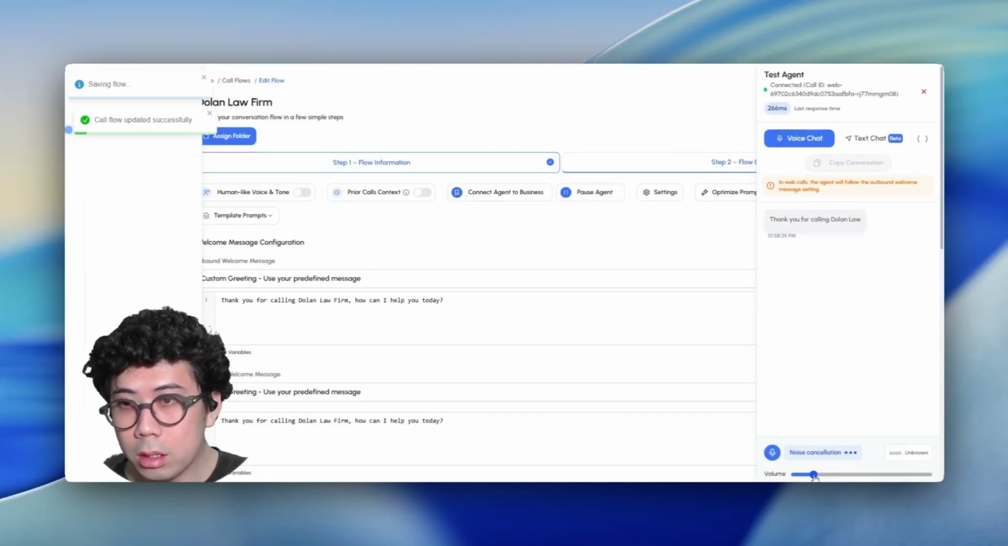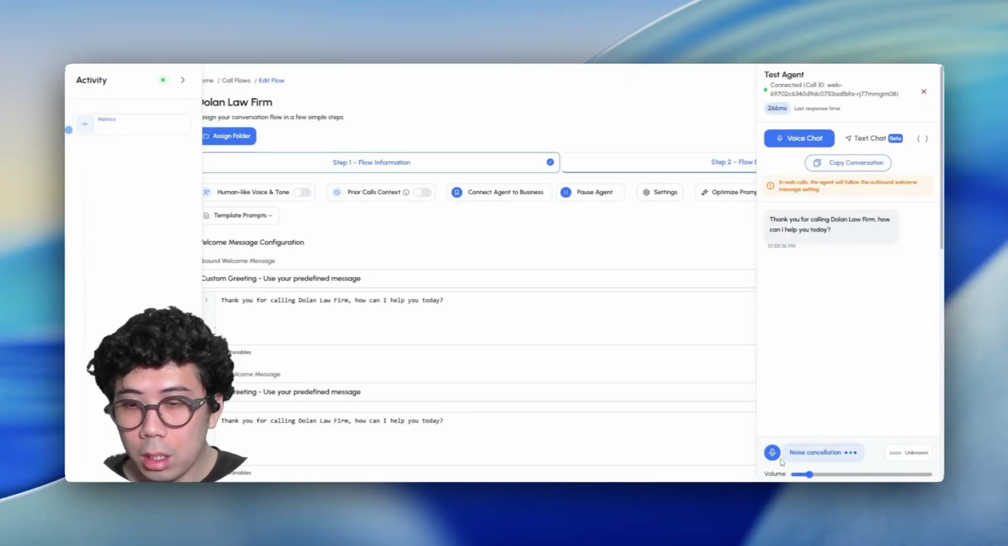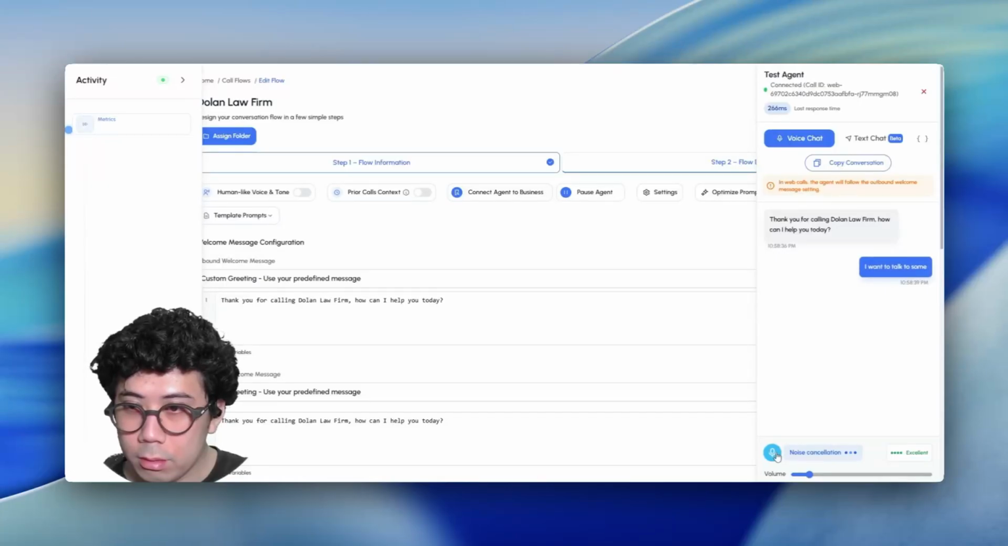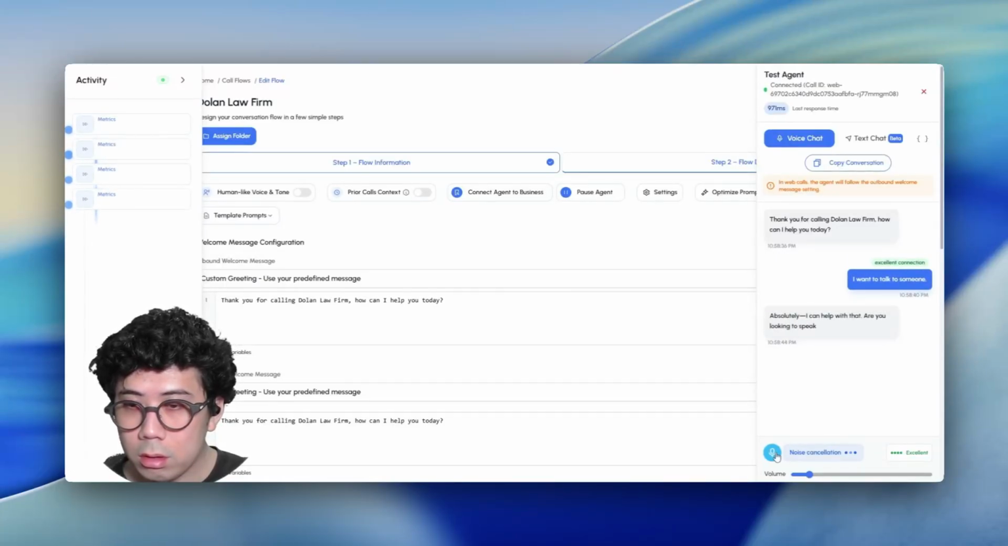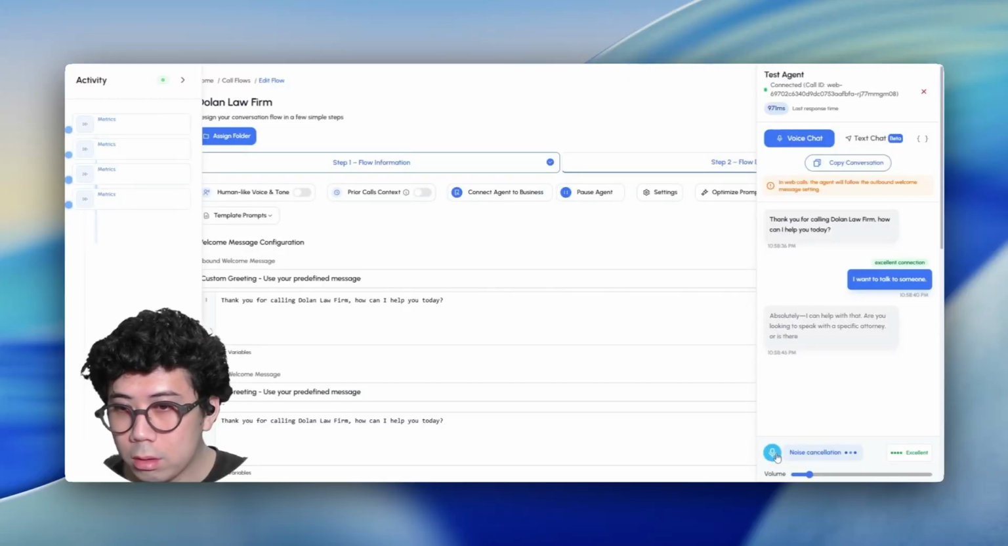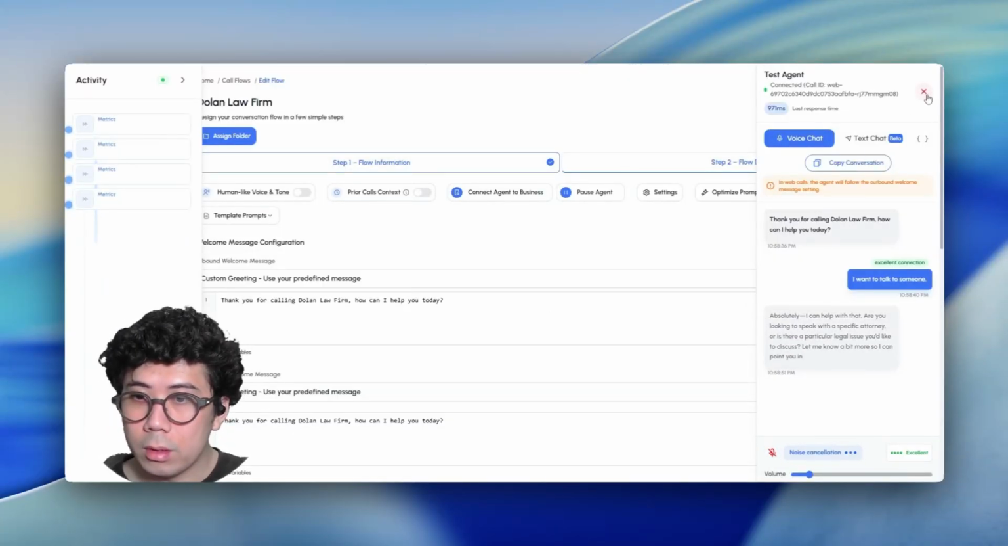Thank you for calling Dolan Law Firm. How can I help you today? Hey, I want to talk to someone. Absolutely, I can help with that. Are you looking to speak with a specific attorney, or is there a particular legal issue you'd like to discuss? Let me know a bit more so I can point you in the right direction.